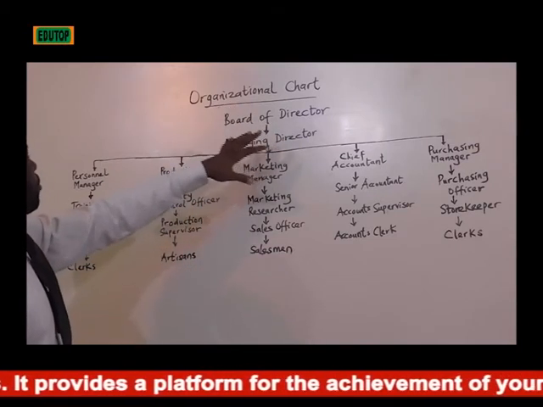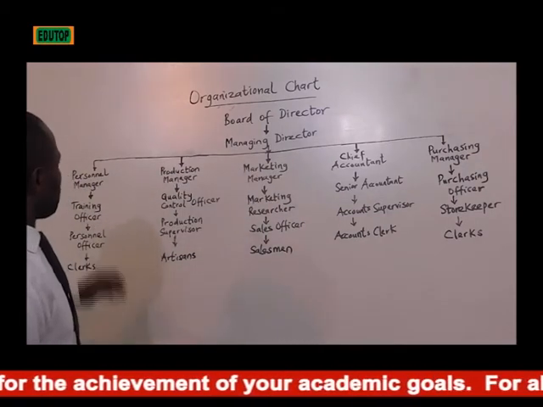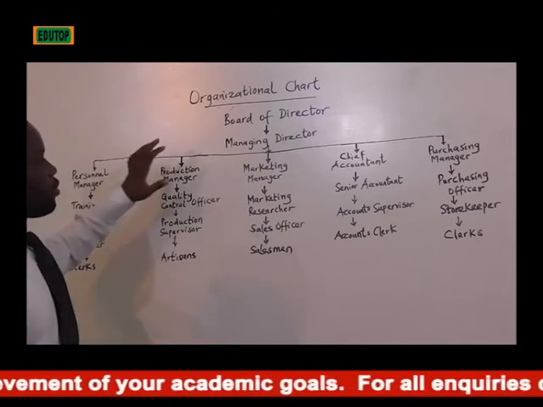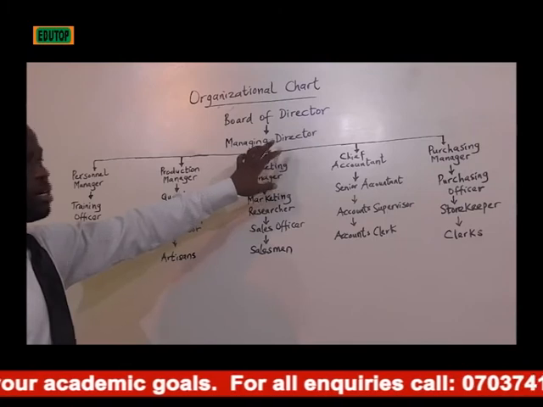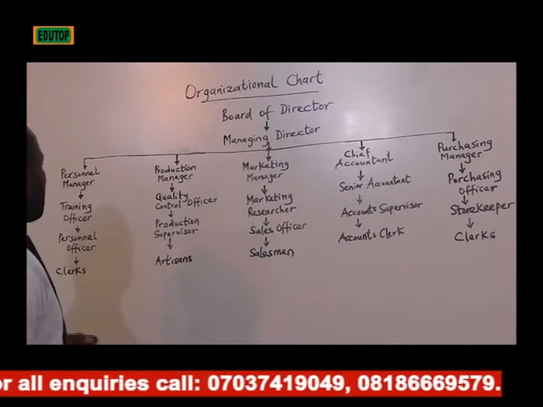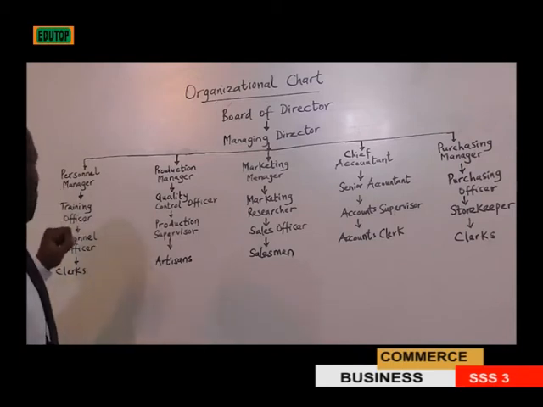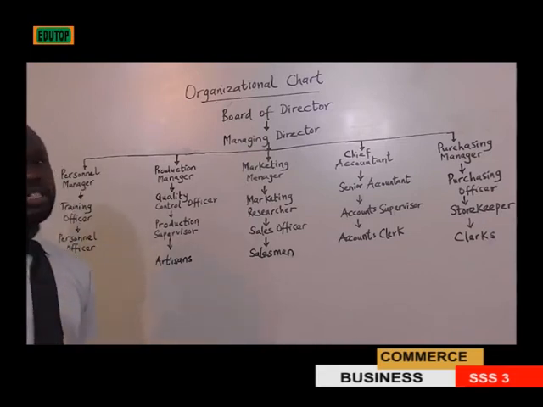Under managing director, we have managers. So we have personnel manager, we have production manager, we have marketing manager, we have chief accountant, and we have purchasing manager. Under each manager, like personnel manager, we have a training officer. Under training officer, we have personnel officer who is responsible to him, and we also have clerks. Clerks are responsible to personnel officer. Personnel officers are responsible to training officers, while training officers are responsible to the personnel manager.